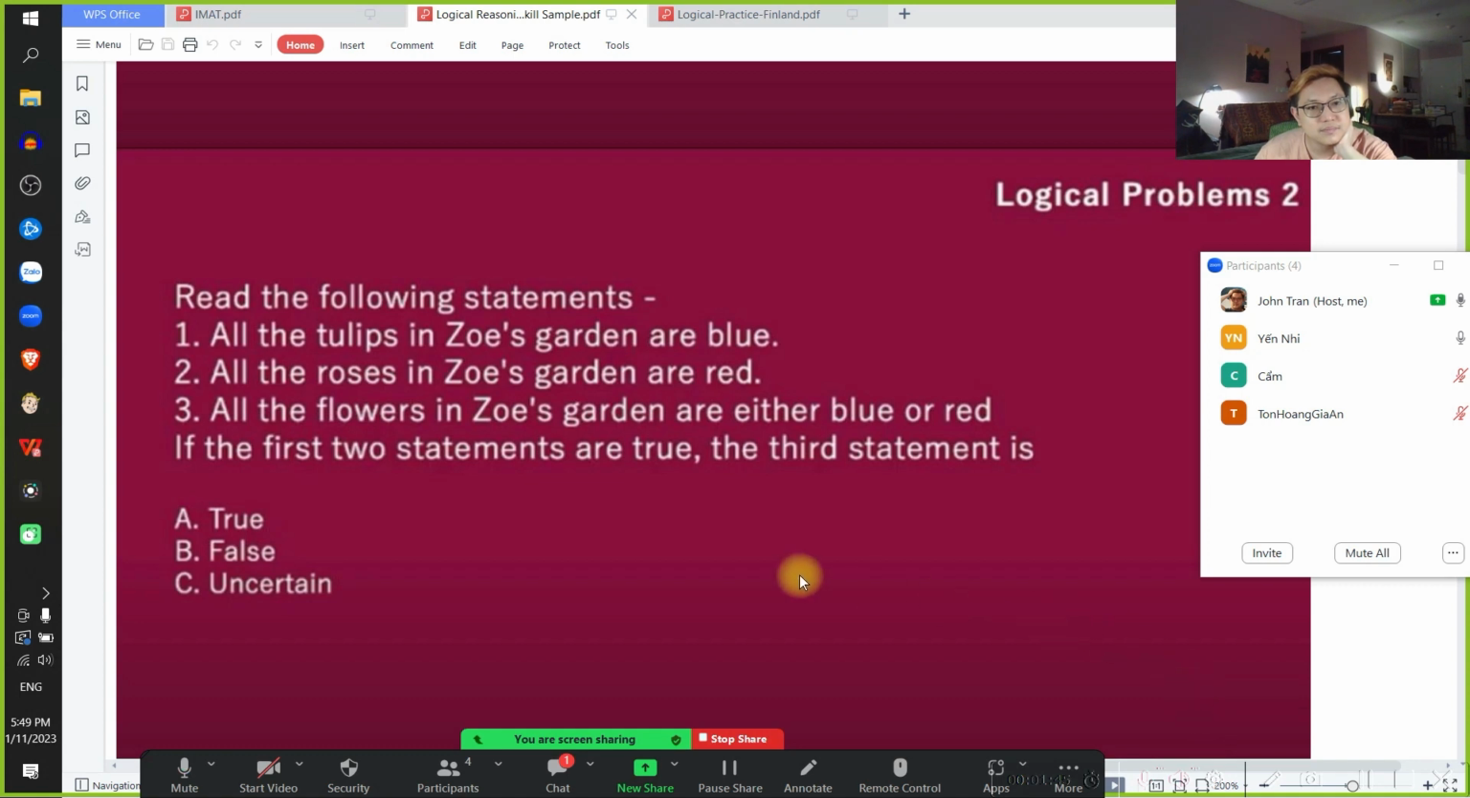Cẩn thận nha. Bây giờ câu 1, nếu mà tất cả các hoa tulip ở vườn của Joe đều là màu xanh dương hết, tất cả các hoa hồng ở vườn của Joe đều là màu đỏ hết, thì có phải tất cả các hoa ở vườn của Joe đều là không đỏ thì xanh dương không? Cẩn thận. Lỡ đâu nó trồng những hoa khác thì sao? Thì có phải chắc là tất cả các hoa không? Are you sure that all the flowers? What if Joe's garden contains some other kind of flowers besides tulips or roses?